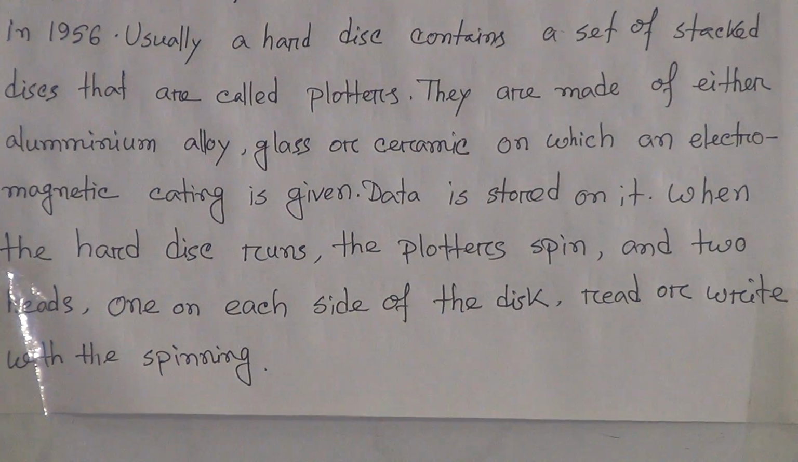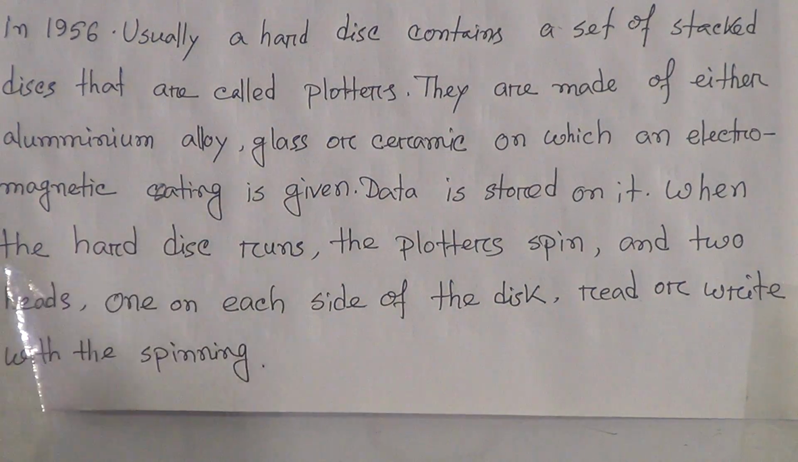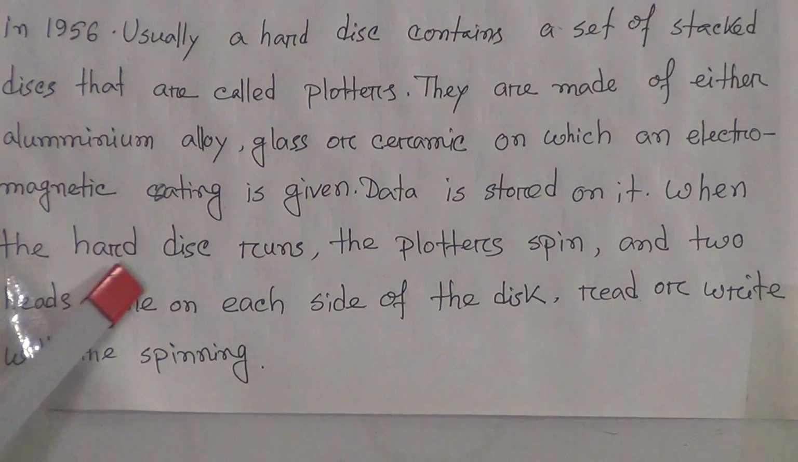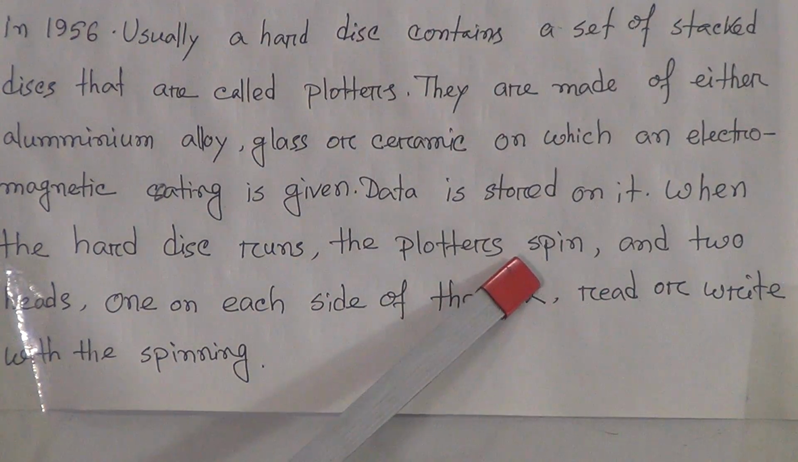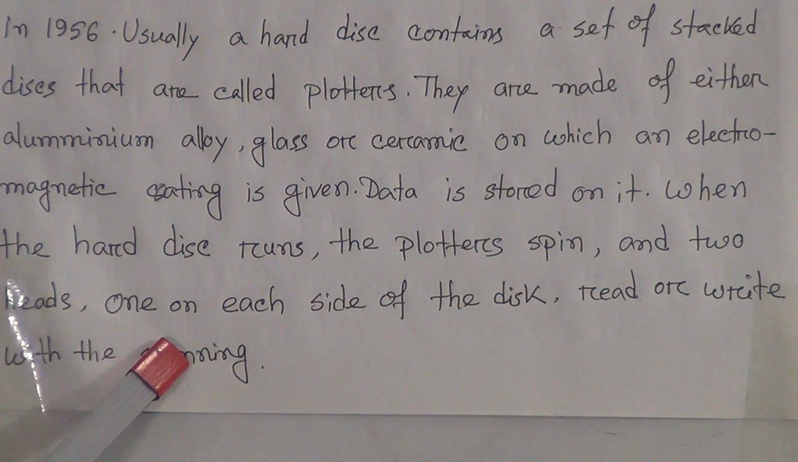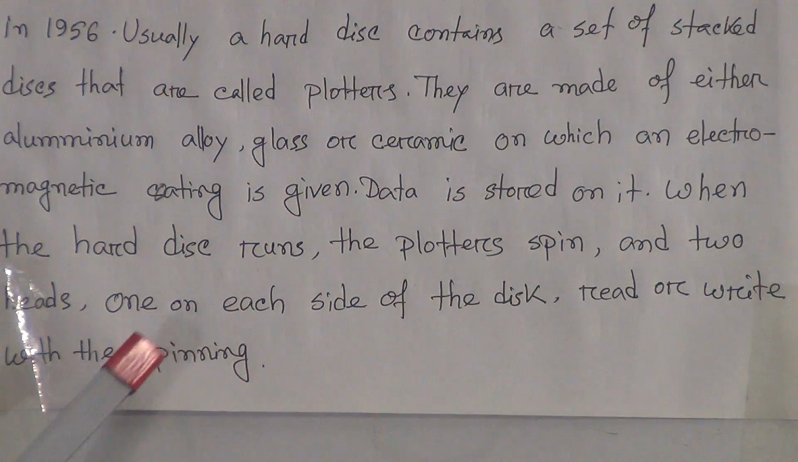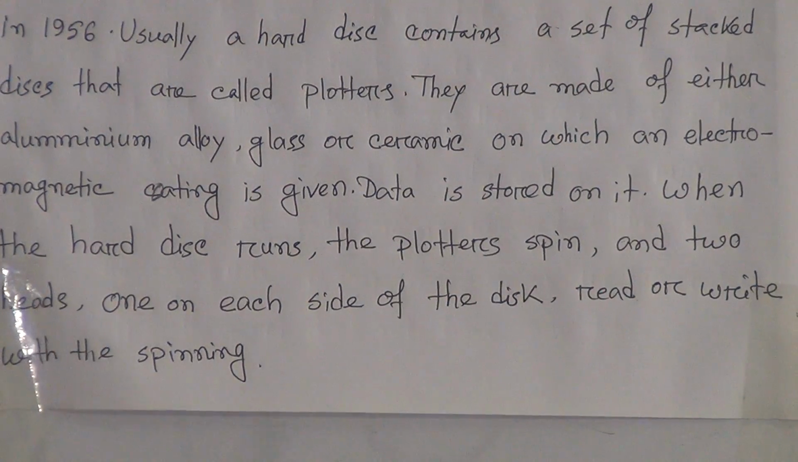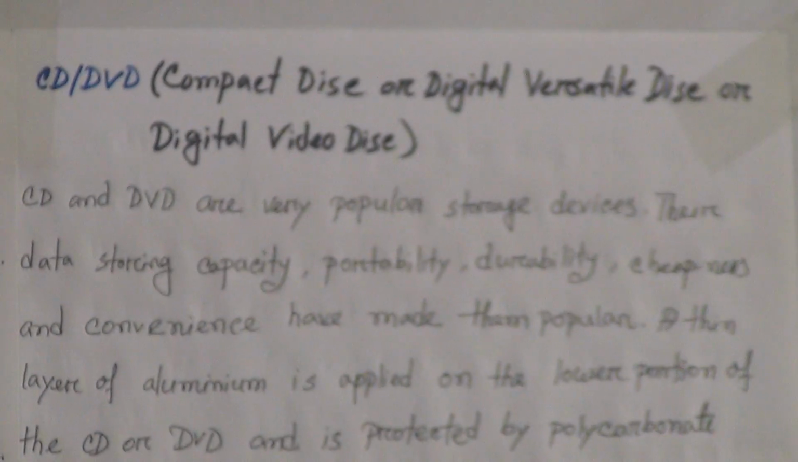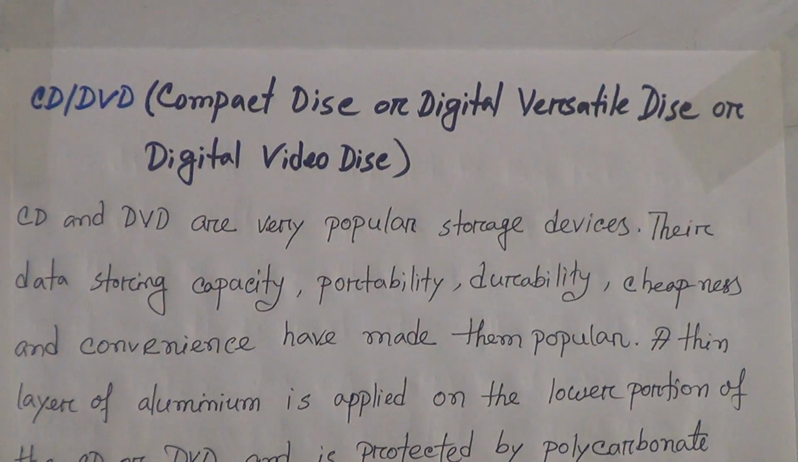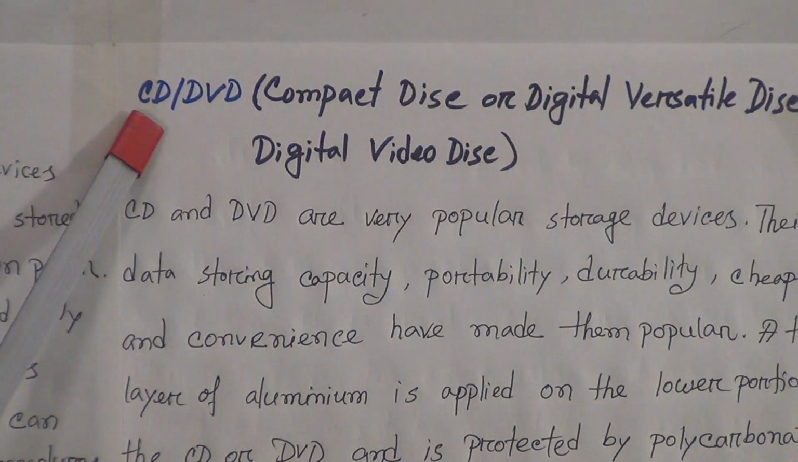coating is given. The spelling is coating, C-O-A-T-I-N-G. Data is stored on it. When the hard disk runs, the plotters spin and two heads, one on each side of the disk, read or write with the spinning. So this is the structure of hard disk. Now we will learn of another kind of memory, CD or DVD.